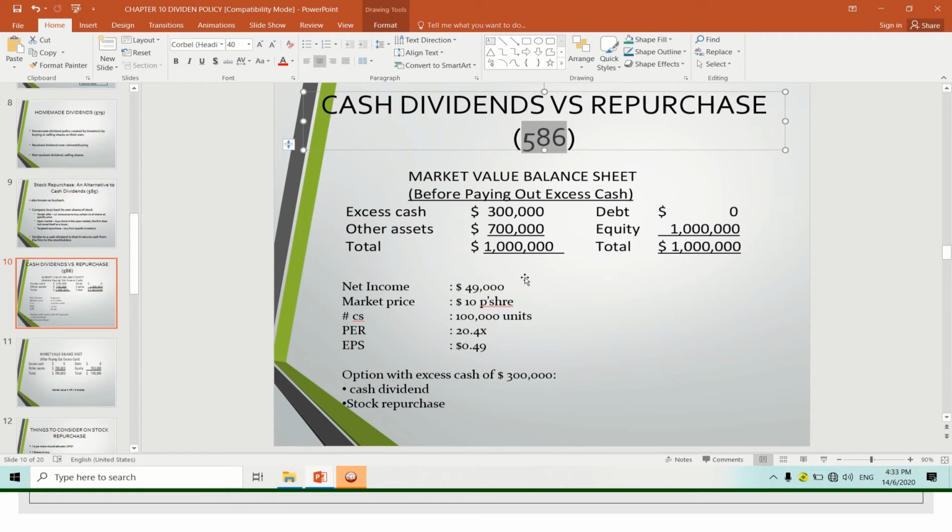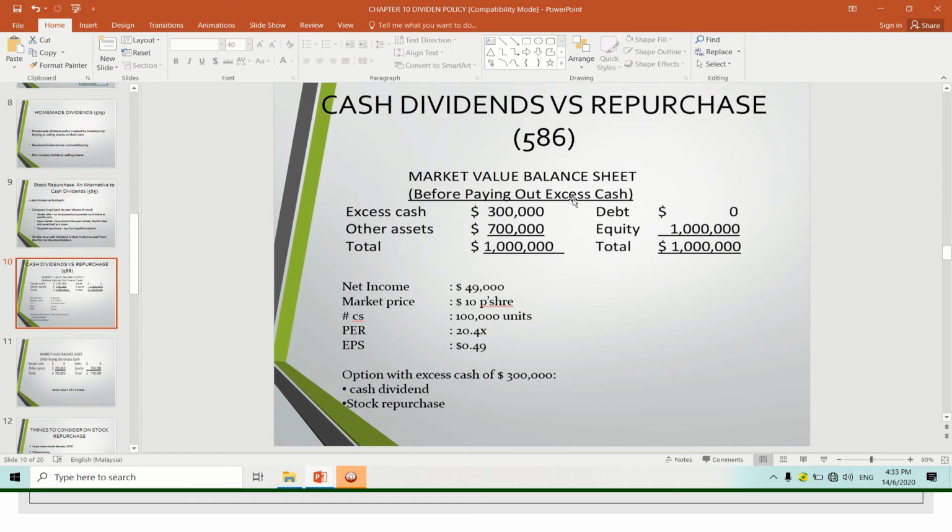Okay, please refer to your textbook, page 586, on how the cash dividend and stock repurchase give effect to the market value. Okay, so here I just briefly explain to you.